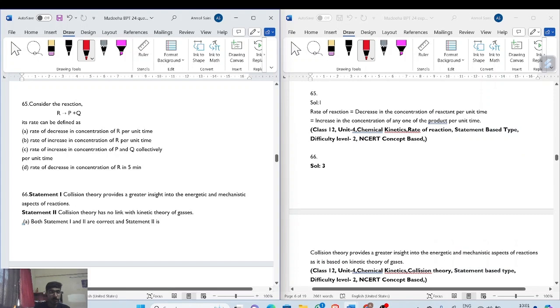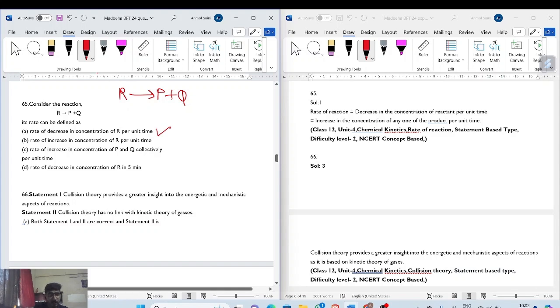Now question number 65. We have the chemical reaction R to P plus Q. Now we have to tell its rate. Rate of decrease in concentration of R per unit time. R is the reactant here, and P and Q are products. We know that in a chemical reaction, the concentration of the reactant decreases per unit time, and the concentration of P and Q will increase per unit time. So option number 1 says its concentration will decrease after some time. So this option is correct.